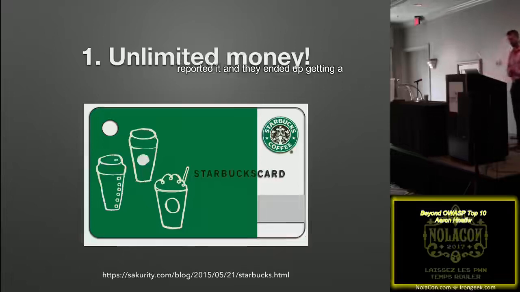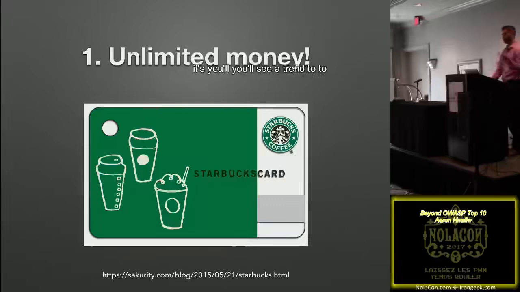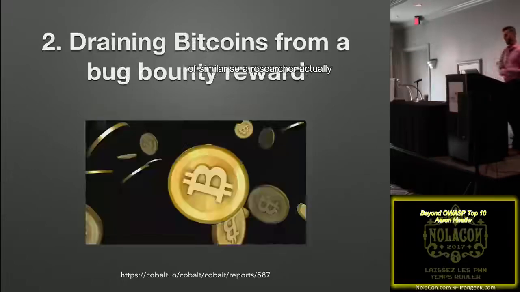This researcher found this, reported it, and they ended up getting a bug bounty for it. So I'll give you another example of how this works, and you'll see a trend to testing for these race conditions because a lot of the time it looks kind of similar.